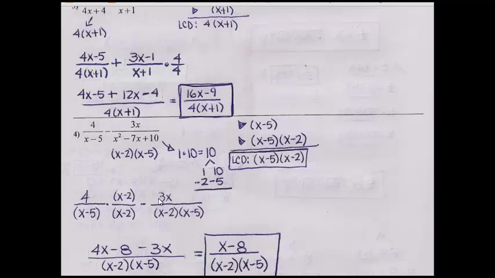Copy the second fraction in its factor form. Compare with the LCD. Nothing is missing, so leave it alone. Now let's write under one same denominator and distribute that 4. 4 times x is 4x. 4 times 2 is negative 8. Combine like terms, x minus 8. And that's my final answer right there.